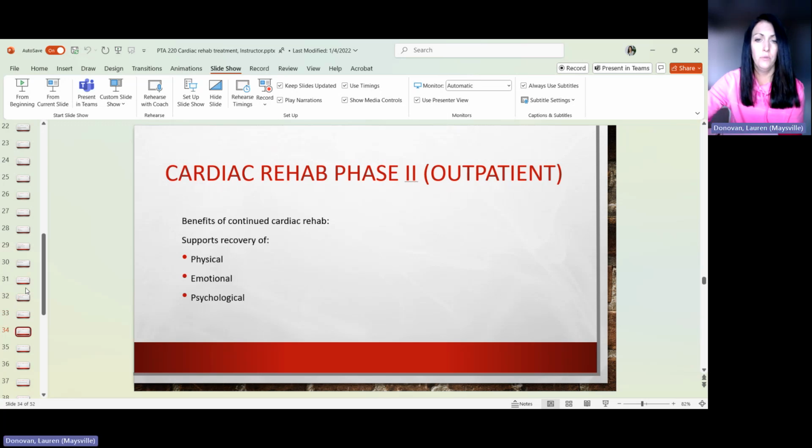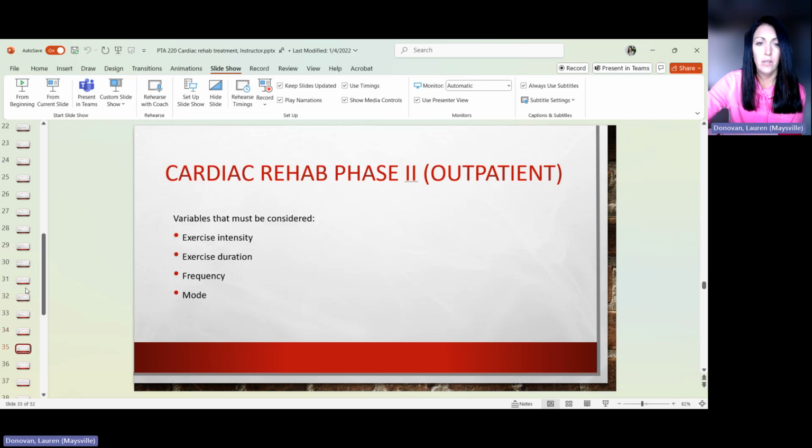Some others too, they're still going to be communicating with physicians and nutritionists and providing support, maybe from a psychologist, for physical, emotional, and psychological needs. Variables to be considered, definitely being aware of exercise intensity, duration, frequency, and mode.